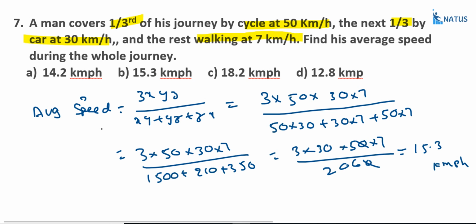The technique is, suppose the total distance is equal to 3. You choose whichever is comfortable to you. Average speed is total distance by total time, so 3 by 1 by 50 plus 1 by 30 plus 1 by 7. Right? Either you go through this technique or that technique. Whatever you are comfortable with, please go that way.